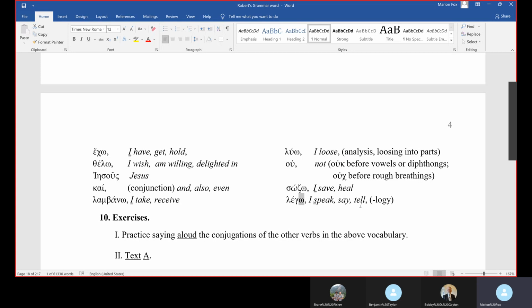Okay, lego. Legeis, you speak or say or tell. Lege, he, she, or it speaks or says. Legomen, we speak or say or tell. Legete, you all speak, say or tell. Legousi, they speak, say or tell.